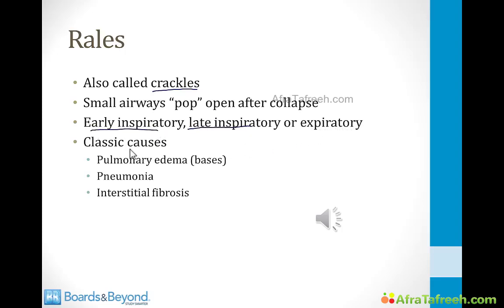And some classic causes of rales that you should know are pulmonary edema. So in patients who have pulmonary edema, they will have rales usually down at the bases because gravity pulls that fluid down towards the bases. Those lungs get wet, and that causes rales to occur when they take in a breath. Pneumonia will cause rales in the affected lobe, and then patients with interstitial fibrosis have all this sticky fibrous tissue that can collapse the airways, and you can hear rales throughout the lung fields.